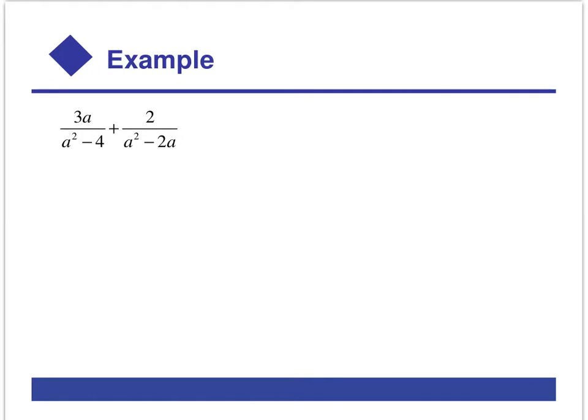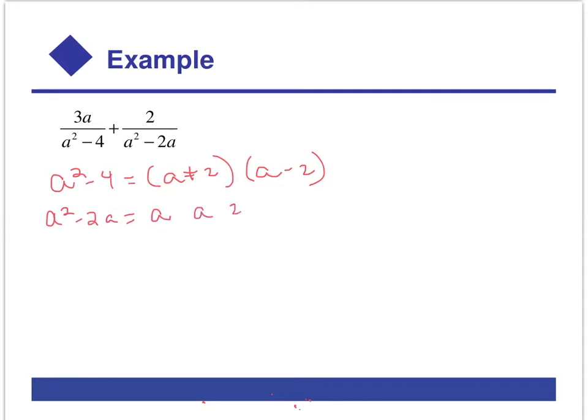Okay, let's look at this one. First we have to find the LCD. What I normally do is I go in and I factor them. So now I have a squared minus 4, and that factors to a plus 2 times a minus 2. And then a squared minus 2a factors to a times a minus 2.